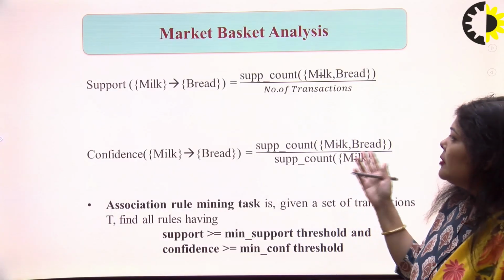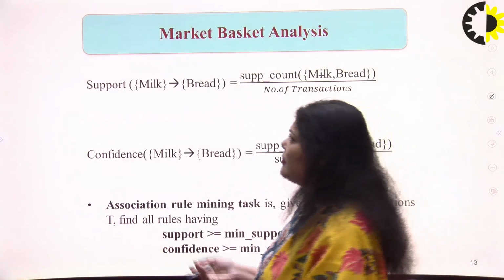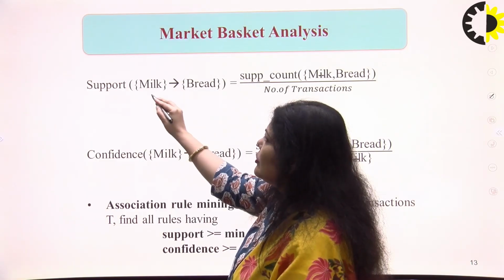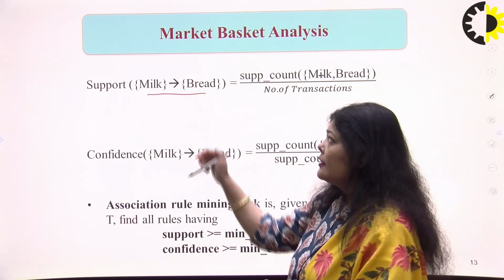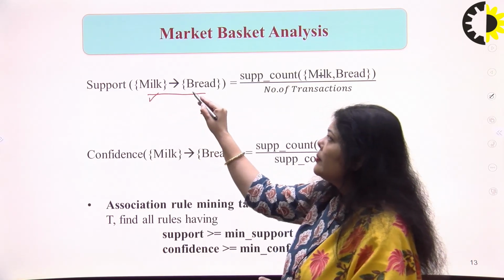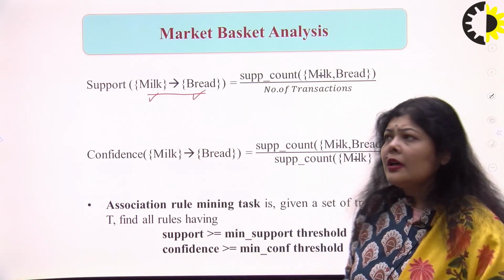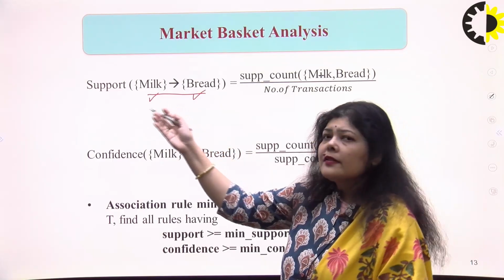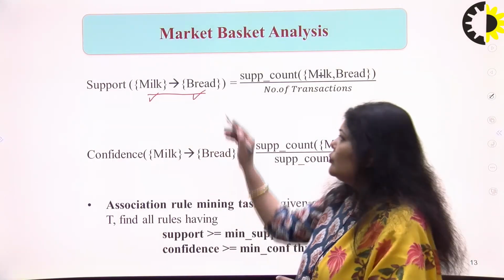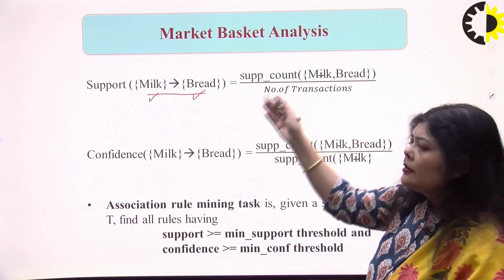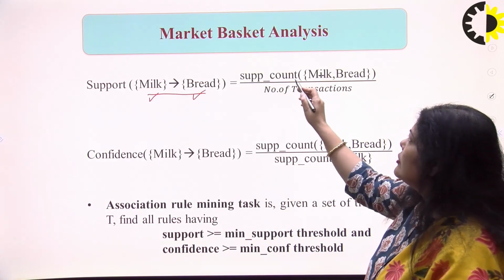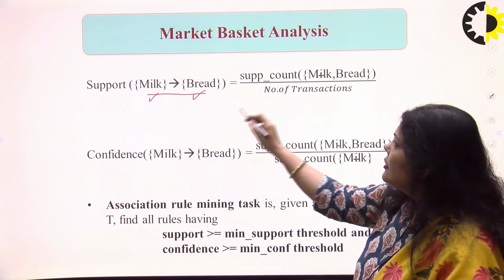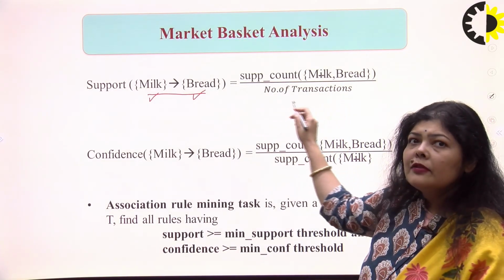Now these are the formulas and how we apply them here. For example, we can take one association rule: whenever milk is purchased, bread is also purchased by the customer, and we need to find the support of this rule. To find the support, we just apply the formula that I already explained here. We find the support count for milk and bread together and divide it by the number of transactions.